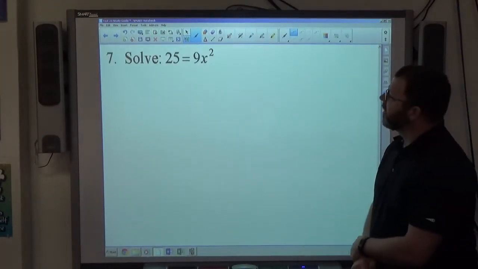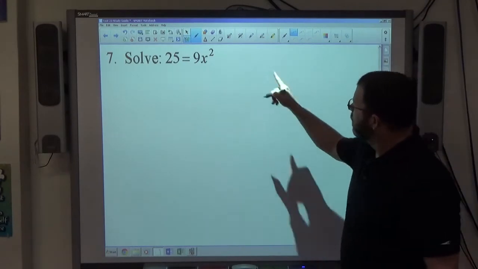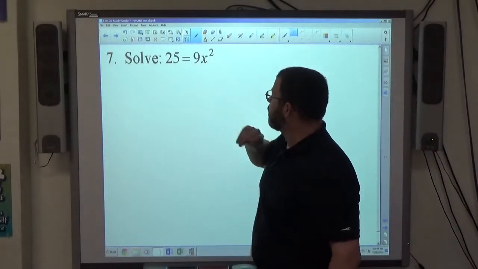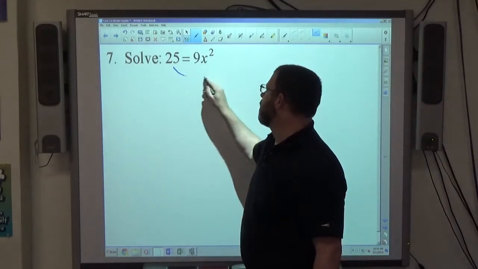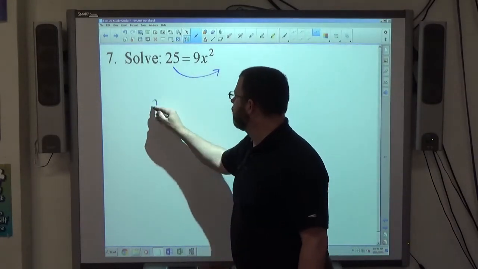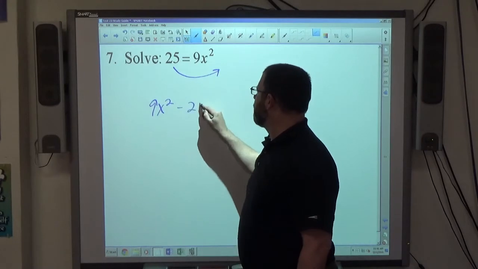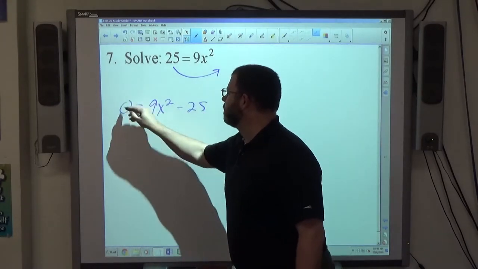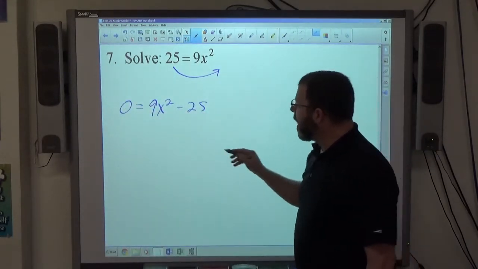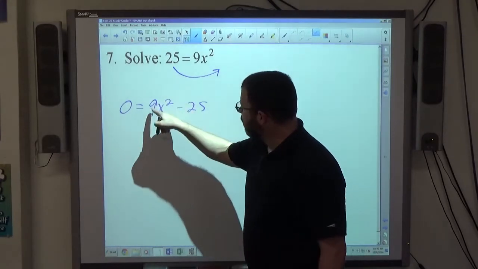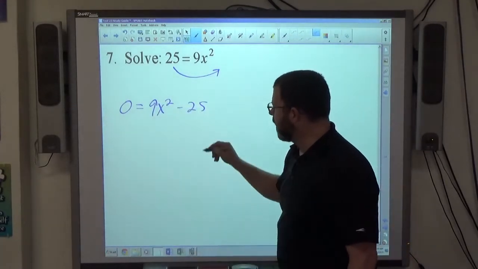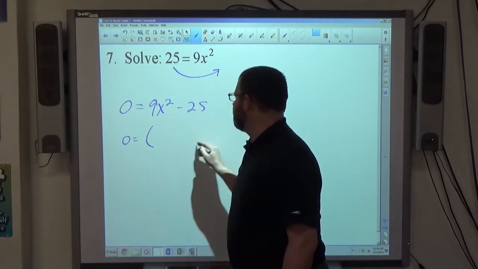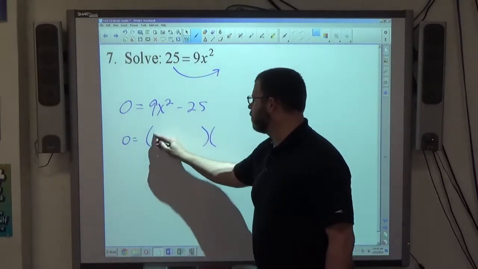Number 7, this is a binomial quadratic. We have an x squared and a constant. There's no x term. If I'm going to do it by factoring, I'm going to move the 25 over here. I'd like my x squared again positive. So 9x squared minus 25 on the right equals 0. With a binomial, we're looking for a difference of squares. 3 times 3x times x, 5 times 5, opposite signs. One positive, one negative. So when we get that, the factored form is simply square roots.